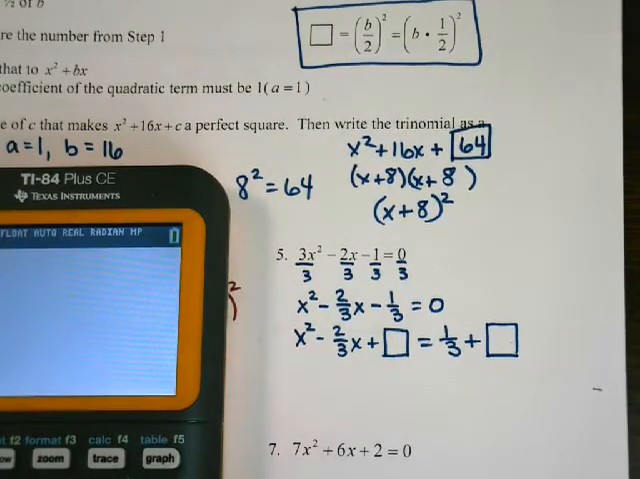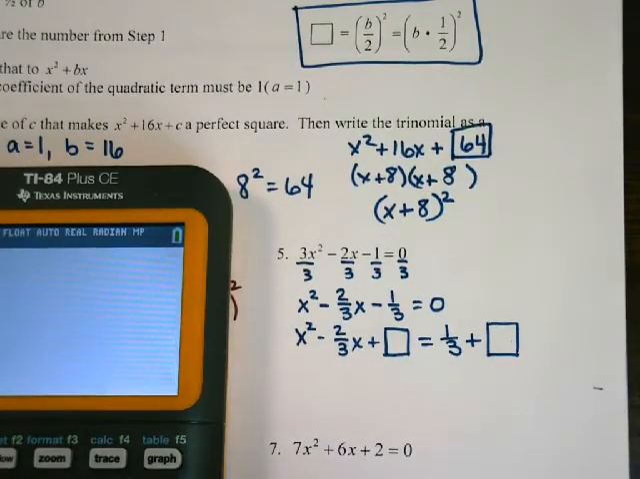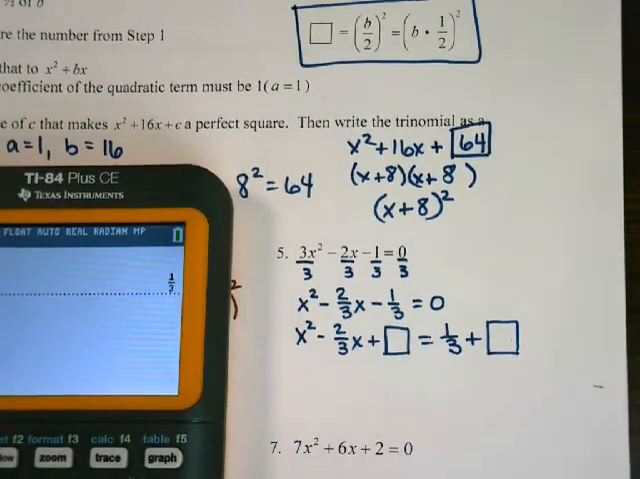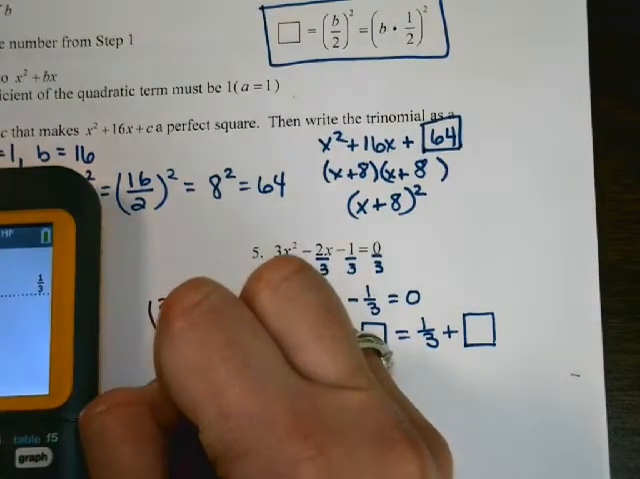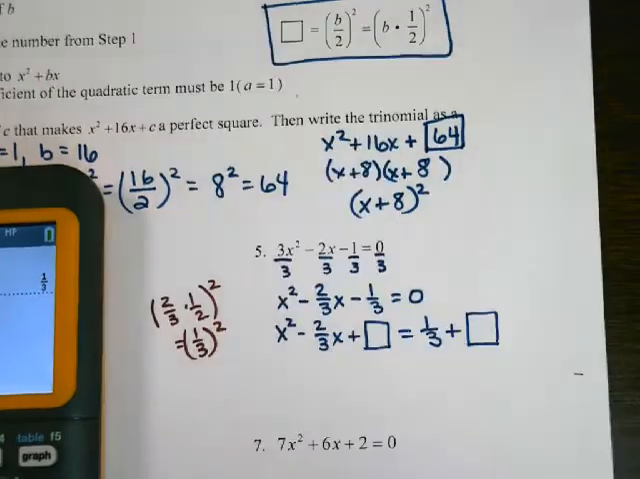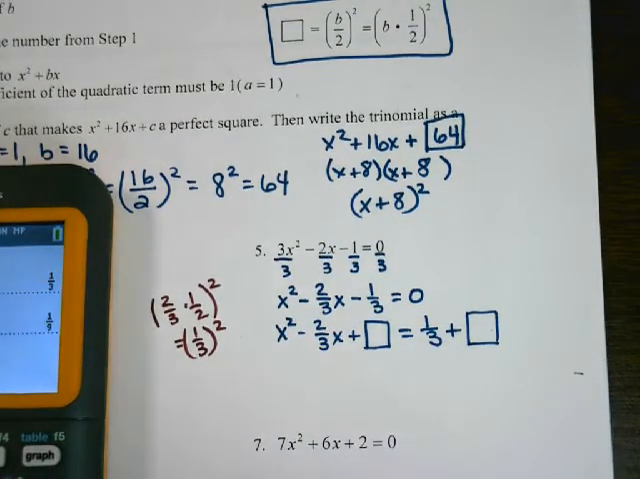Two-thirds times 1/2. All right, so that's 1/3. And then I'm going to square that. So 1/9.